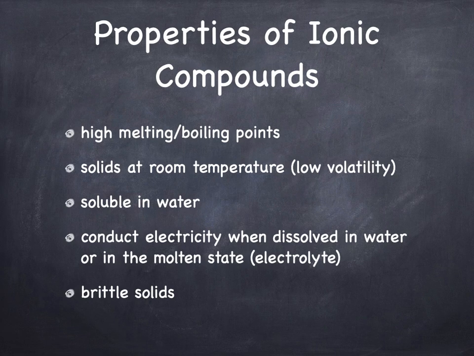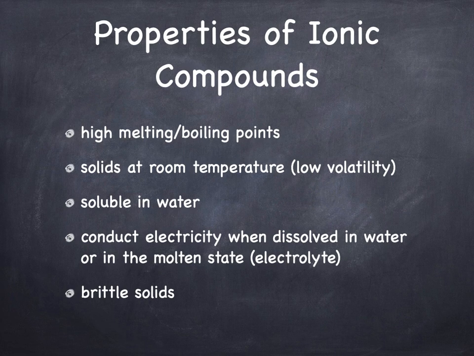And because they have strong bonds and high melting points, ionic compounds are generally solids at room temperature, and they have what we call low volatility. Volatility is, one of the ways to think about it, just how rapidly something evaporates. And so alcohol has a very high volatility, whereas ionic compounds, which are solids at room temperature, are going to have low volatility.